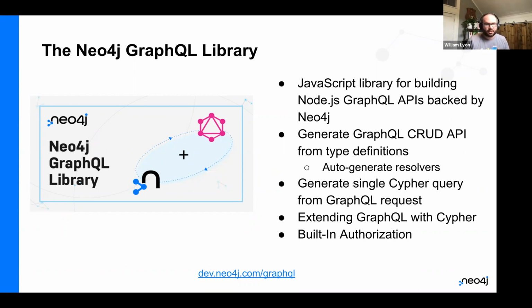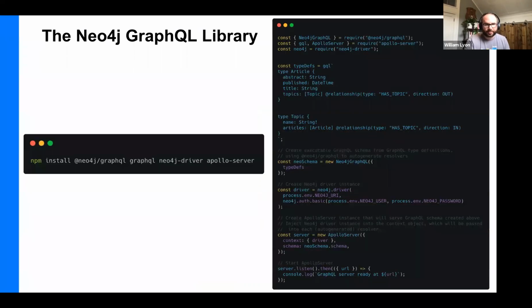And there's functionality for extending our API with custom Cypher queries. There's also a built-in authorization layer as well. So really powerful for getting an API up and running. Here's sort of the minimum viable snippet, I guess, for how you would build a GraphQL API with the Neo4j GraphQL library. First, install some dependencies. So install the Neo4j GraphQL library, and then it has some dependencies on GraphQL, the Neo4j driver, and then Apollo server, which we mentioned earlier.